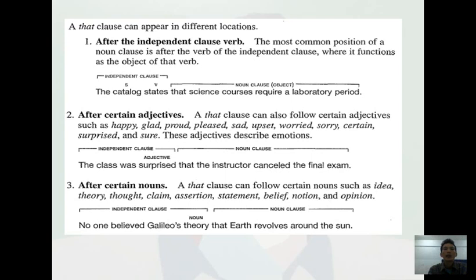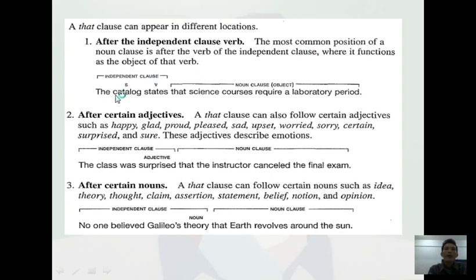Okay, I put three kinds of the differences here. The first is after the independent clause verb. The most common position of a noun clause is after the verb of the independent clause, where it functions as the object of that verb. Remember, where it functions as the object of the verb.